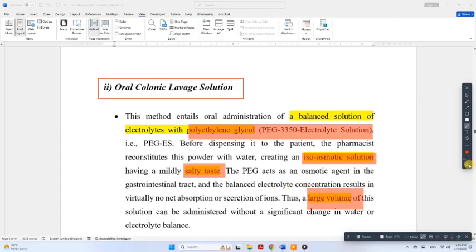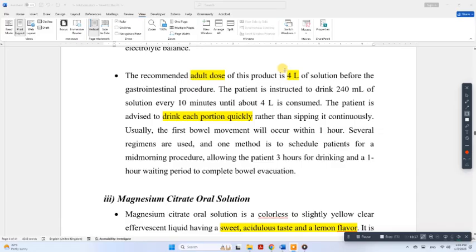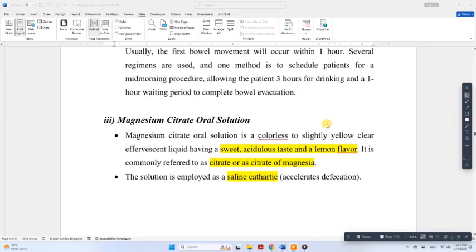The patient needs to drink 4 liters of this solution. How can they drink 4 liters? This is a huge amount. No. Actually, what they're going to do is take it in cups. A cup is 240 milliliters, and every 10 minutes, they will drink 240 milliliters quickly. Usually, they start at 6 o'clock, let's say, and they start drinking 240 milliliters. Usually, bowel evacuation will begin within 1 hour. But anyway, they start at 6 o'clock, and by mid-morning, maybe 10 o'clock, after 4 hours, they will be ready for the doctor to investigate the bowel. This happens in 4 hours.